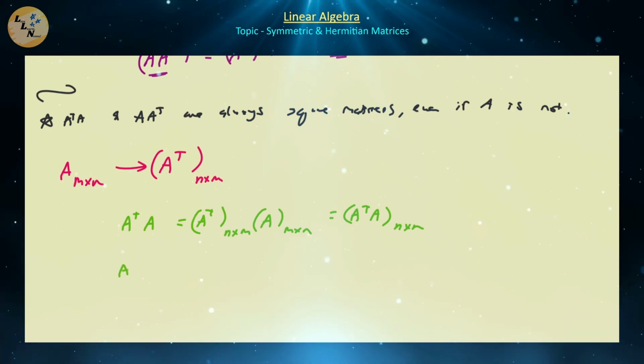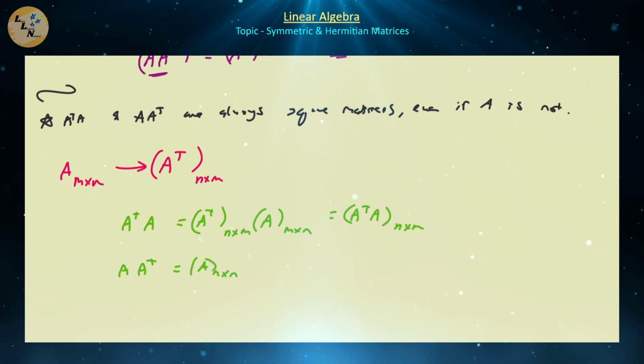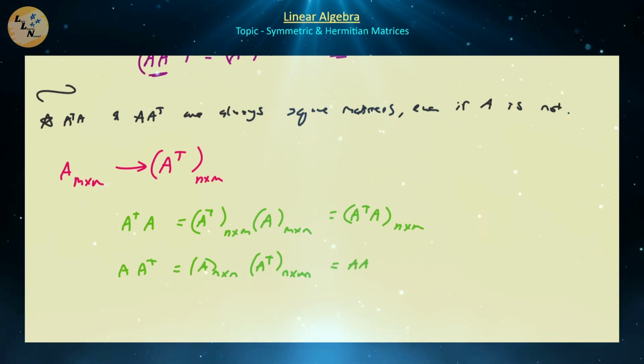And also if we look at A A transpose, that's going to be equal to A, which is an M by N matrix, times A transpose, which is an N by M matrix. So that's going to be an M by N times N by M, which is going to be equal to an M by M matrix.